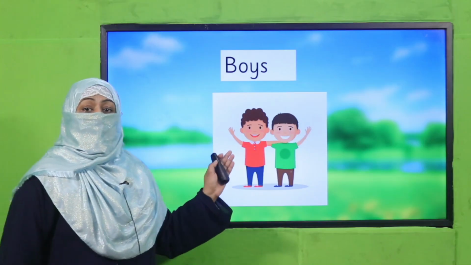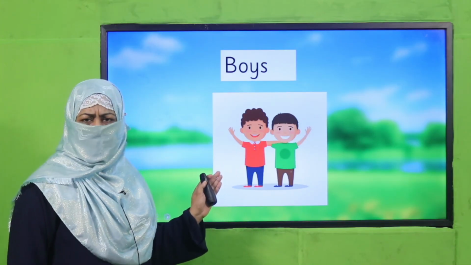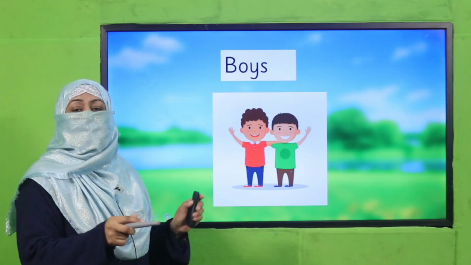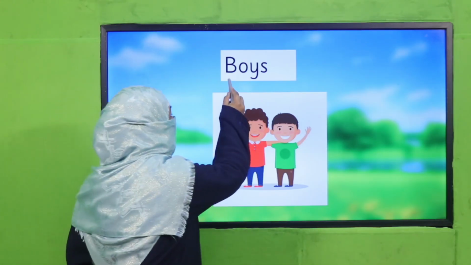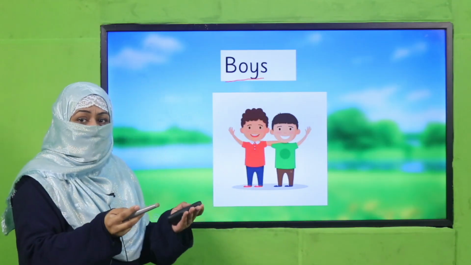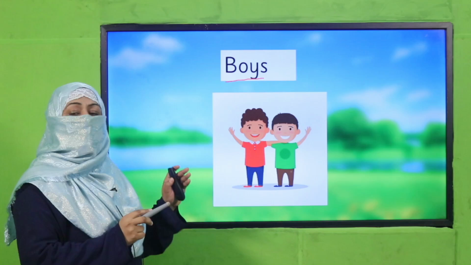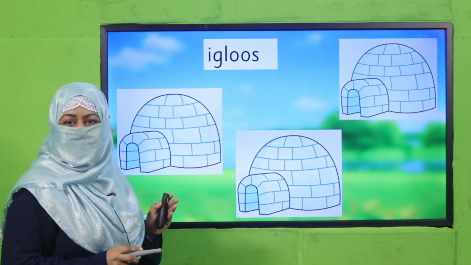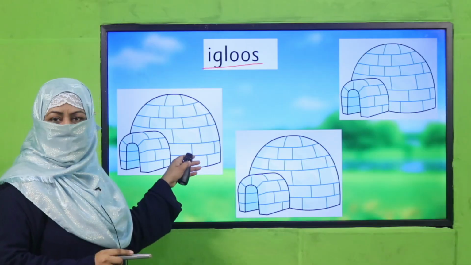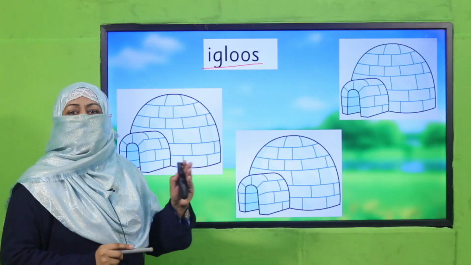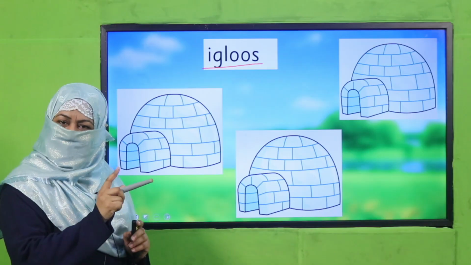Let's see. When we are using a plural noun, do we use a or an? No, good. Because, beta, I told you a and an refer to one. And when I'm saying boys, it means more than one. So I cannot say a boys, right? So boys or plural nouns don't take an article, right? Igloos, more than one, right? So a and an are used to refer to one general noun.